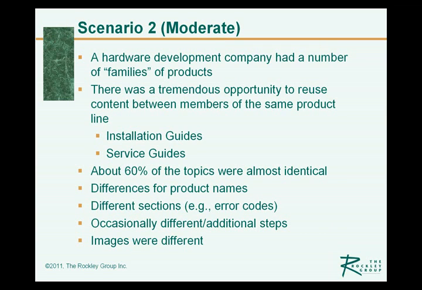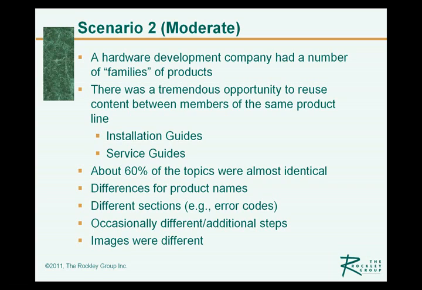Here's a moderate complexity reuse example, which is, again, another hardware company. I was pleased when I saw how many of you were in hardware, because that's where a lot of these examples came from. They had families of products, so there was a tremendous opportunity to reuse content between members of the same product line. They had installation guides and service guides, and when we looked at the information, about 60% of the topics were almost identical within a family. Obviously not across families, but within a family.